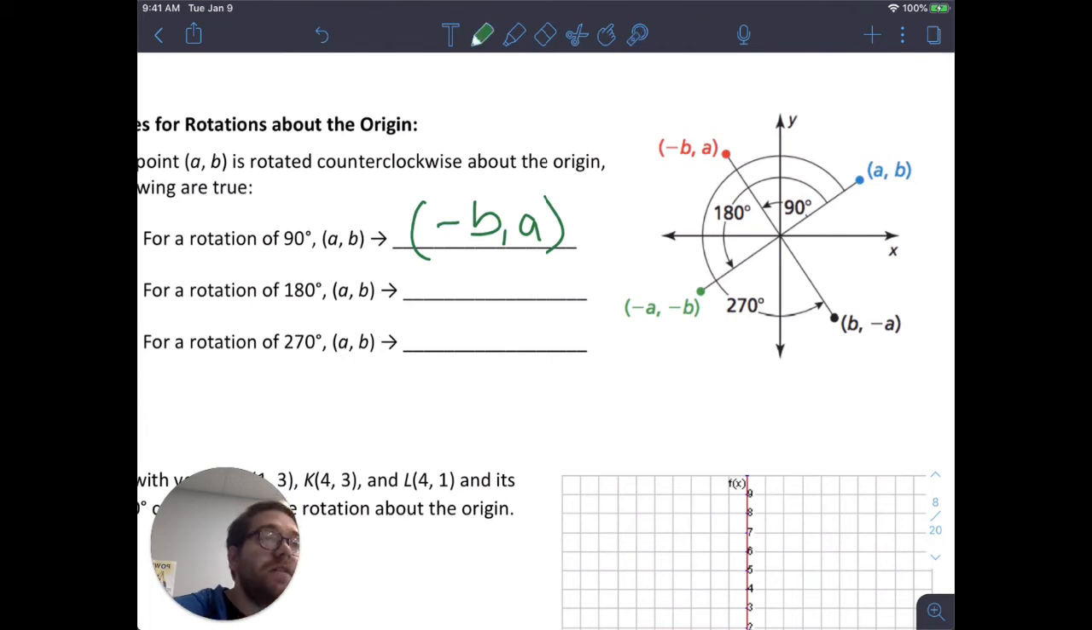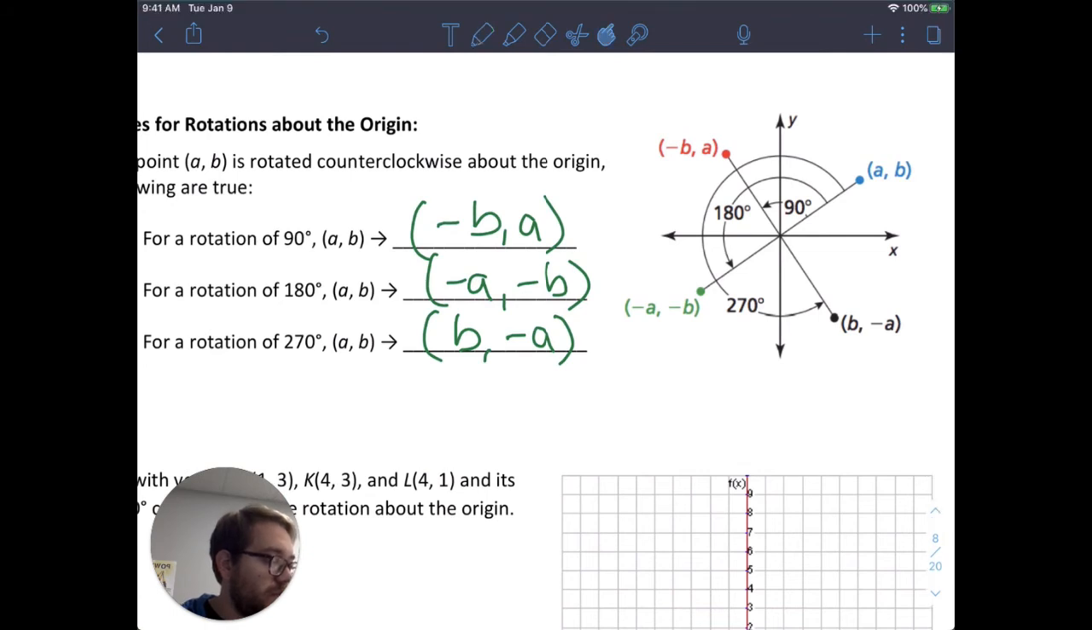If you rotate 180 degrees, you keep them in the same position, but they both change signs. And then if you rotate 270 degrees, they switch positions, and then now the second number changes signs. So that's what's going on in this figure here. We're seeing as it rotates how that's changing the point. And it's because you're changing quadrants, right? So that's the pattern that we notice.